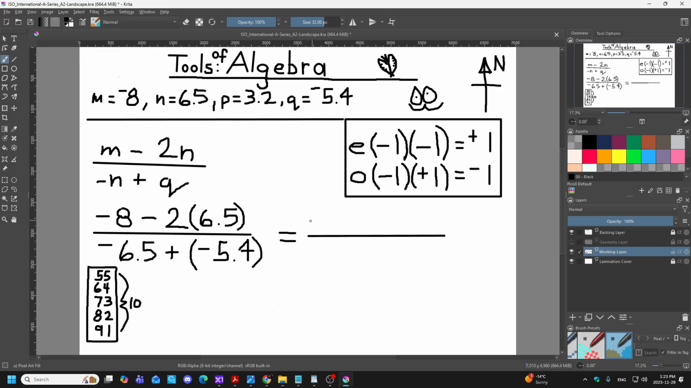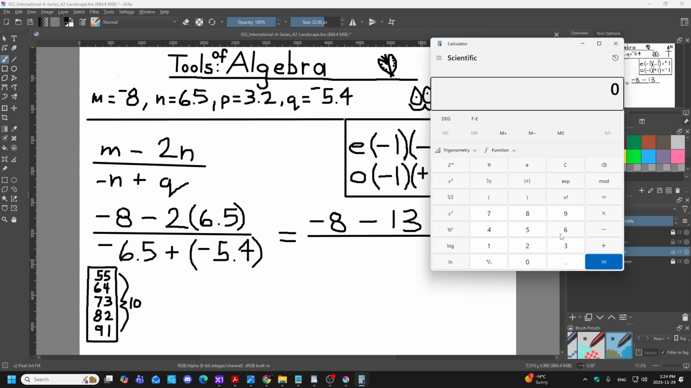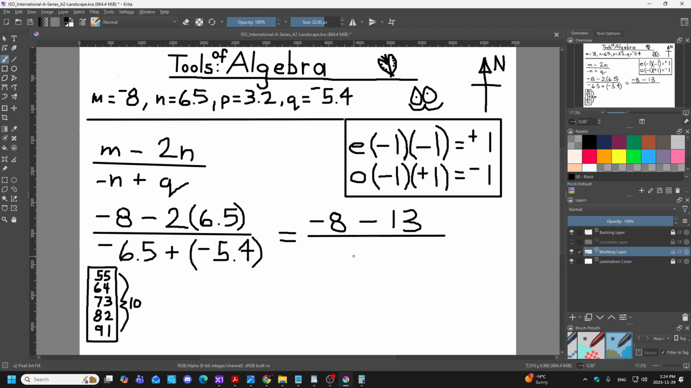So let's do the work. Let's work on the numerator. Negative 8 is just going to hang out for now. We have to do this, right? We have to get this multiplication done. All right, we have 6.5 times 2, which should work out to 13. So we have two nice whole numbers for a numerator.